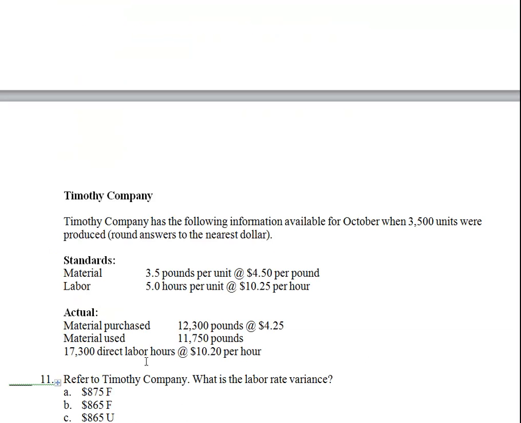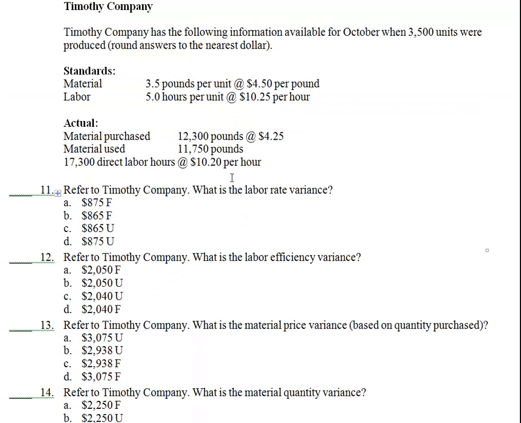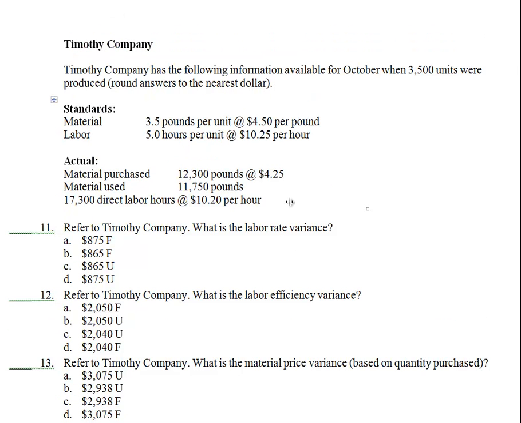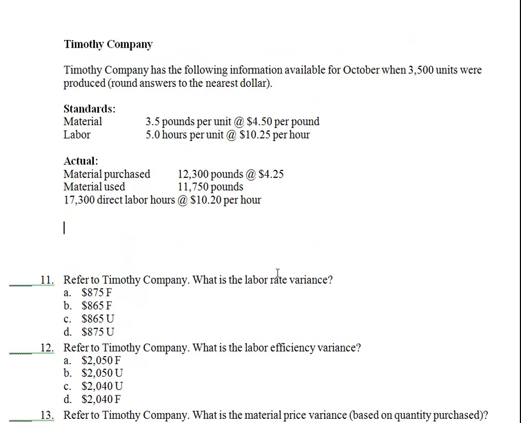And then the last question talks about Timothy Company. Same thing. It's wanting us to come up with labor rate, labor efficiency, material price, material quantity variances based on the information provided. So again, to do all your variances, you're simply looking at your 3 columns. 11 and 12 are asking for labor, so we'll start with that in this problem.